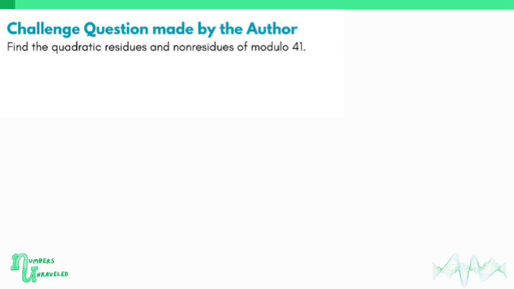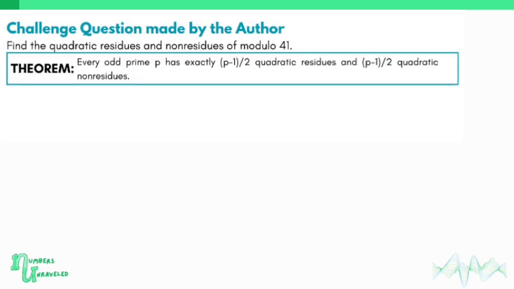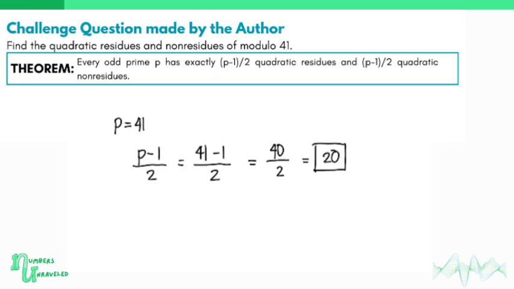To find it, we can use a theorem which states that every odd prime p has exactly (p-1)/2 quadratic residues and (p-1)/2 quadratic non-residues. So our p is 41. Then (p-1)/2 is equal to (41-1)/2, which becomes 40/2, and if we divide it, the answer is 20. Therefore, 41 has 20 quadratic residues and 20 non-residues.